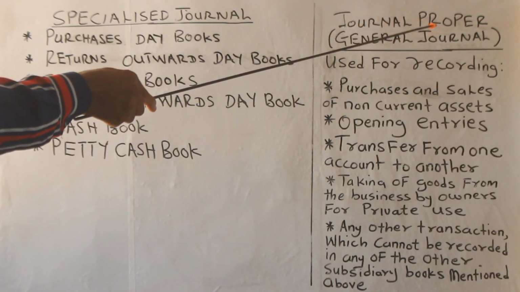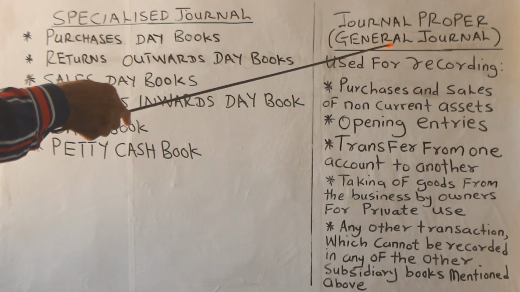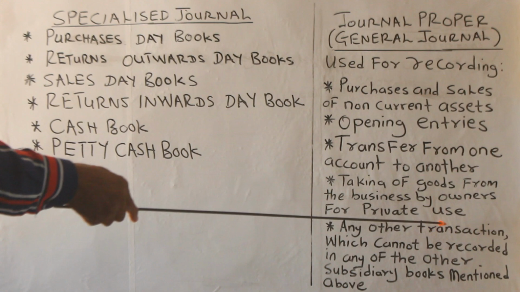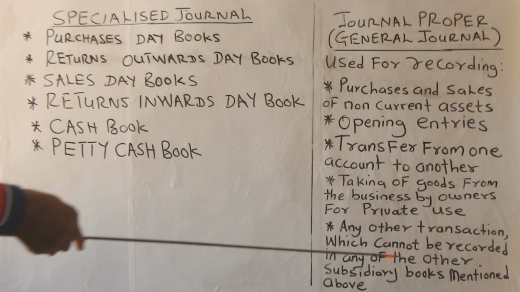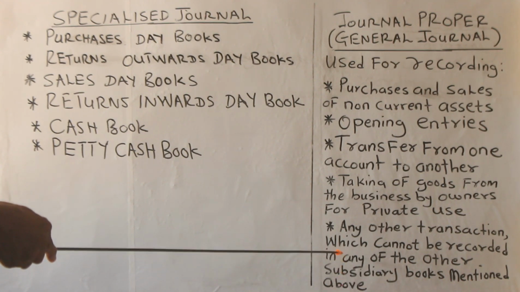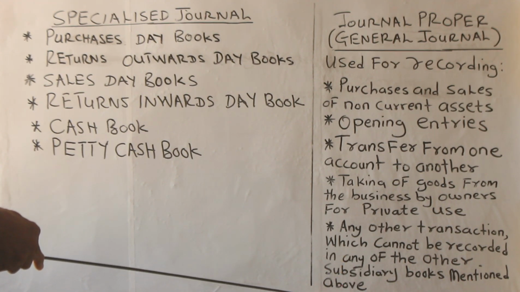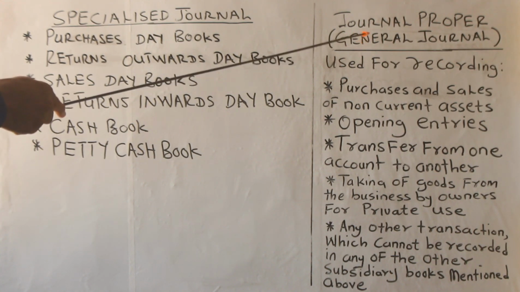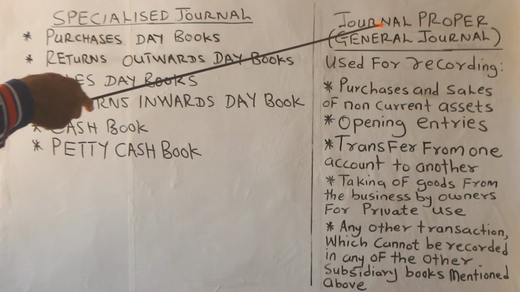So the journal proper, which can also be called the general journal, is specifically used for recording any other transaction which cannot be recorded in any of the other subsidiary books mentioned above. And the subsidiary books mentioned above are the purchases day book, returns outwards day book, sales day book, returns inwards day book, cash book, and petty cash book. Once any transaction cannot be recorded in these books, then the appropriate book for recording it is the journal proper or the general journal.